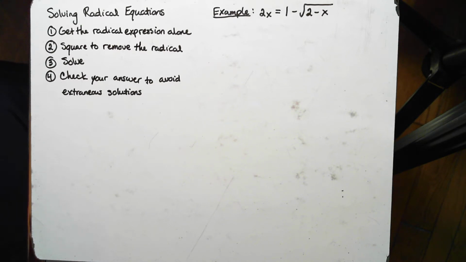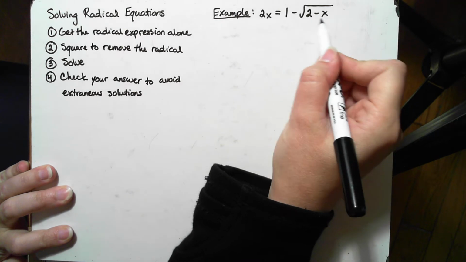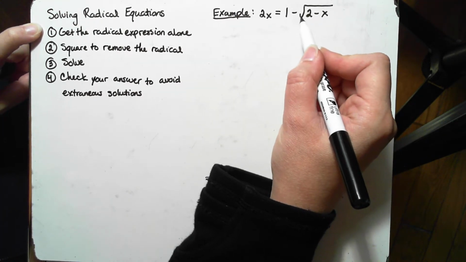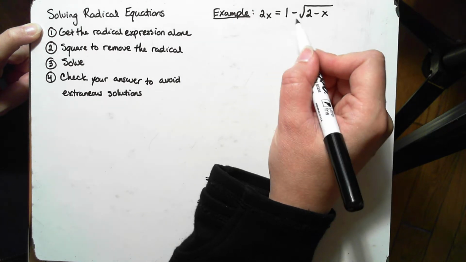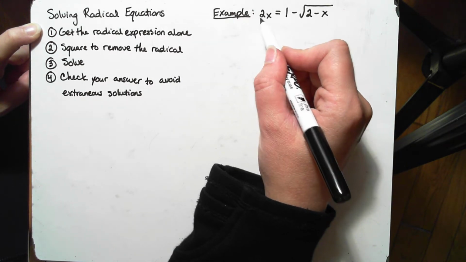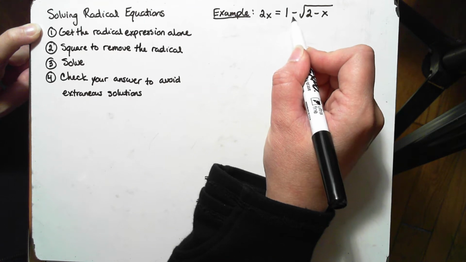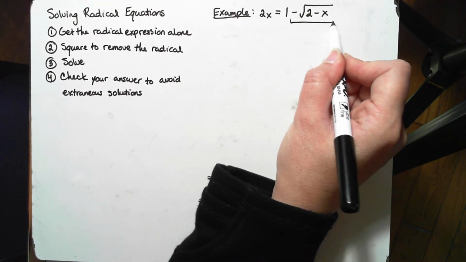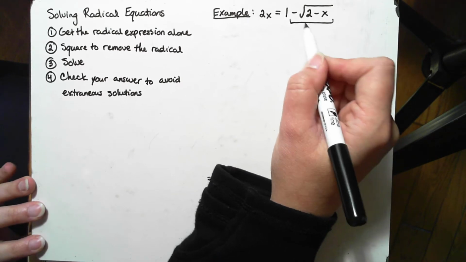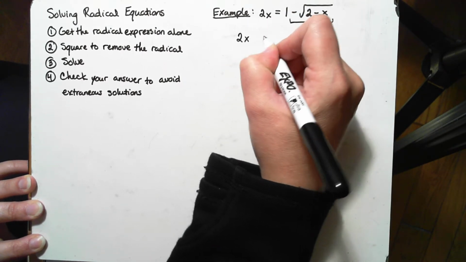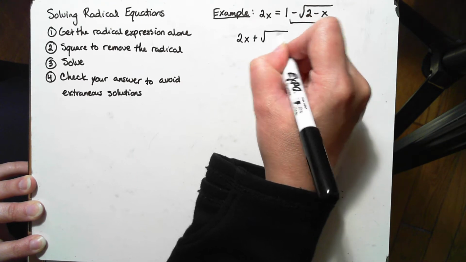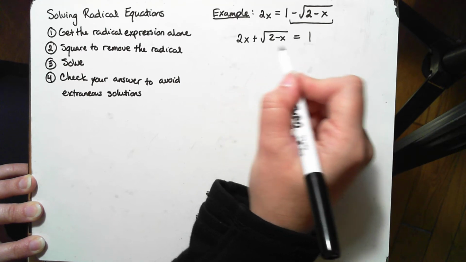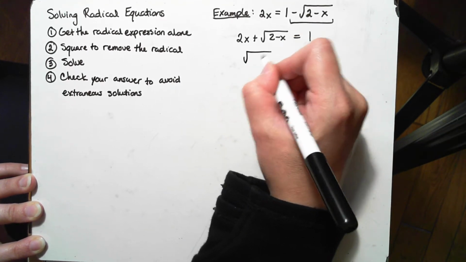Okay, what I'm going to do in this equation is I'm going to get my radical alone. So I'm actually going to add the square root of 2 minus x to the other side. And I'm going to subtract the 2x from that side. And the reason I'm doing that is because this was negative, and I don't want it to be negative. So if I was to add it, I would get 2x plus the square root of 2 minus x equals 1. And now I'll subtract the 2x on both sides.